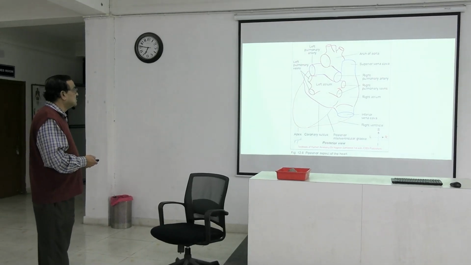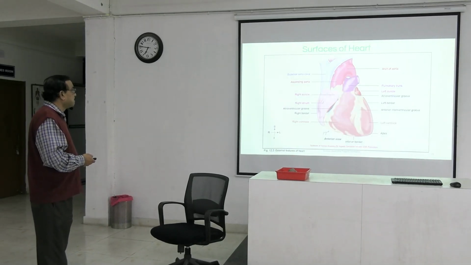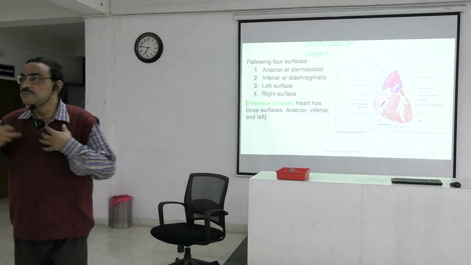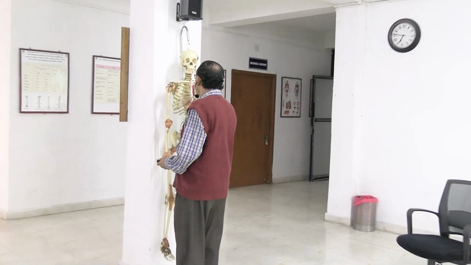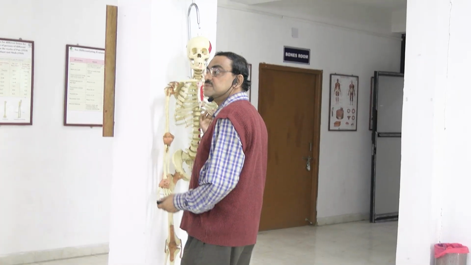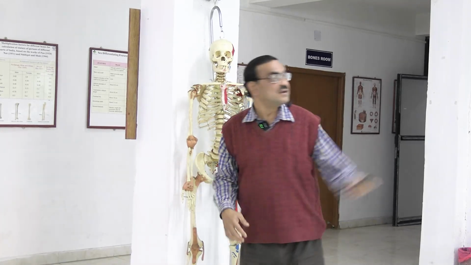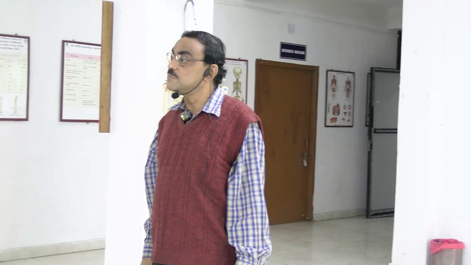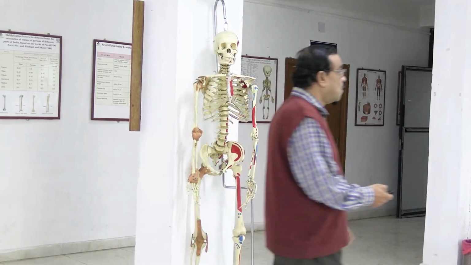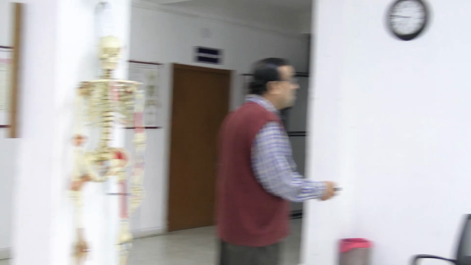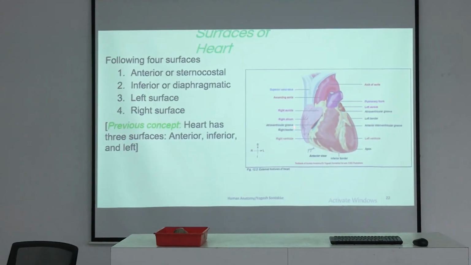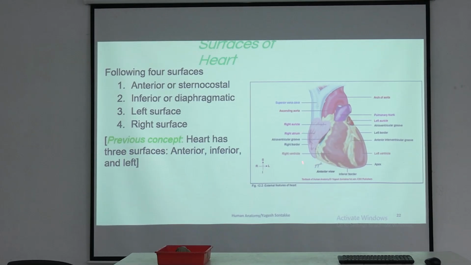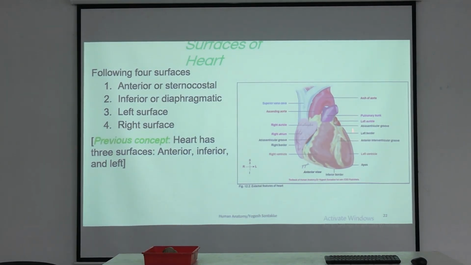Again, the same picture of the base. Now about the surfaces. We are seeing this surface from the front. Actually, it overlies the sternum and the ribs. Okay. So this surface is called the anterior or the sternocostal surface. Similarly, this is the right side, so this is the right surface. Similarly, on the left side, this is the left surface.